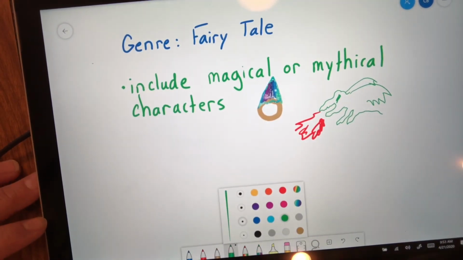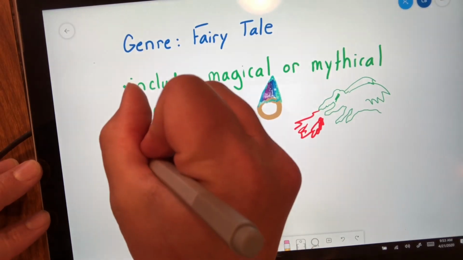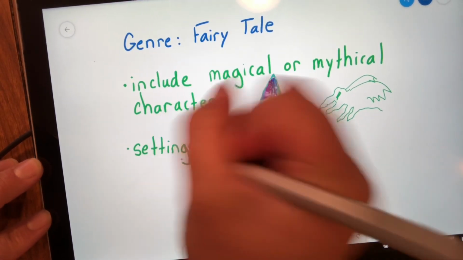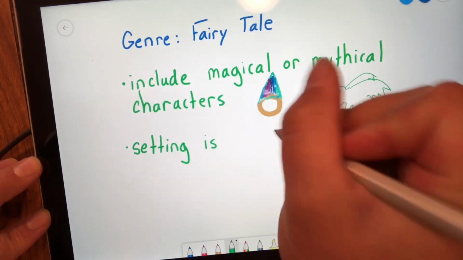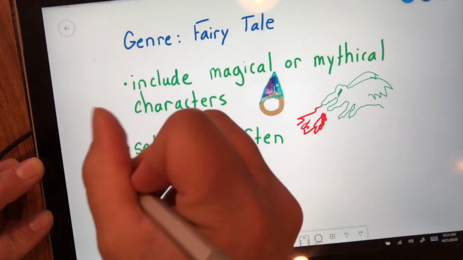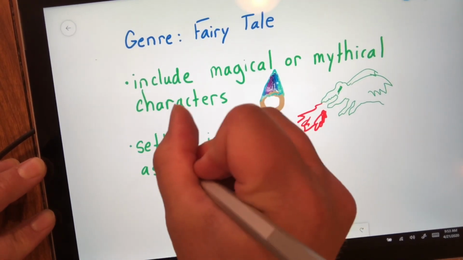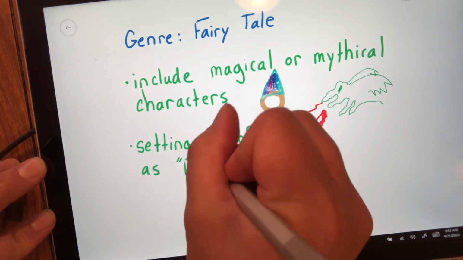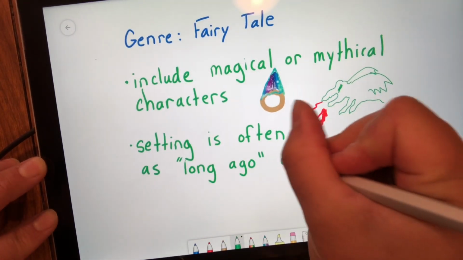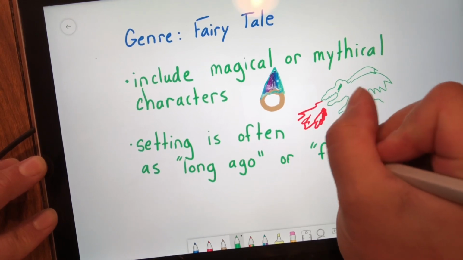Remember, a setting is where the story takes place. Settings. The setting is often, and you'll see this at the beginning of a story, you'll maybe hear long ago. Or you'll maybe hear far away.